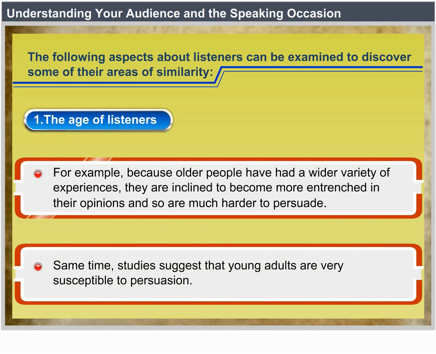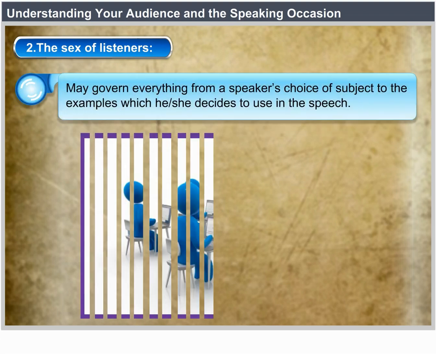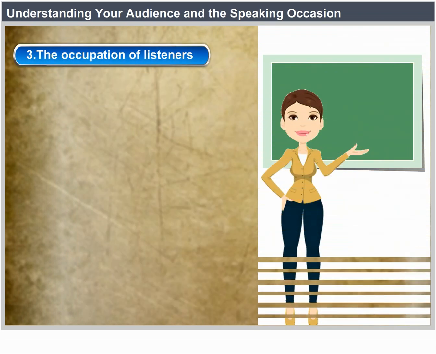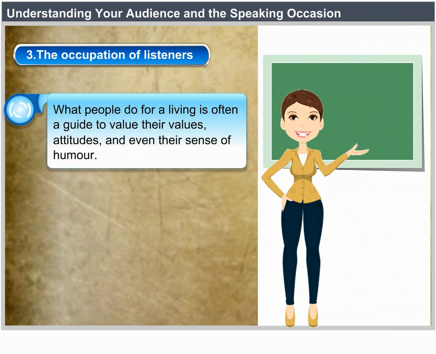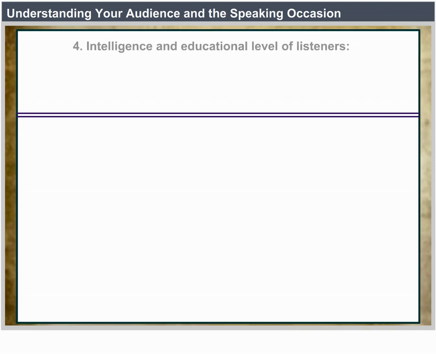2. The sex of listeners. Is it a mixed audience? The answer to this question may govern everything from a speaker's choice of subject to the examples he or she decides to use in the speech. 3. The occupation of listeners. What people do for a living is often a guide to their values, attitudes, and even their sense of humor. The way things are perceived by a school teacher is quite different from the way a small-time vendor would perceive it.